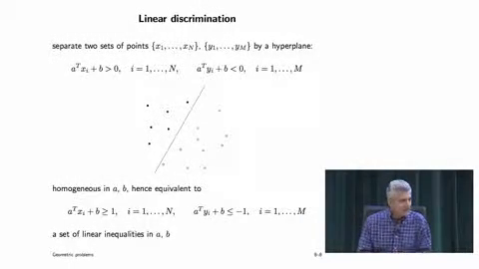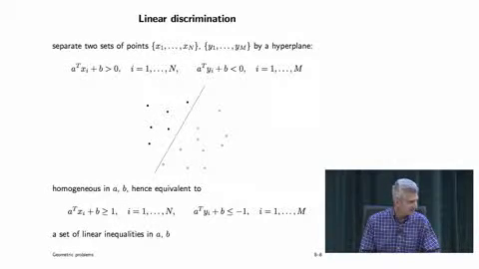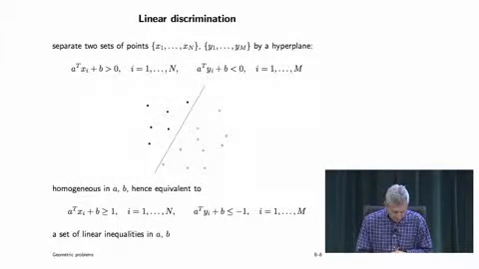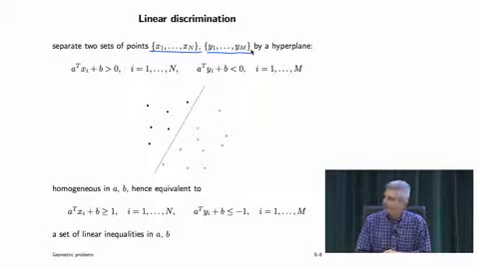Another topic is linear discrimination. And if you've had a course on machine learning or modern statistics, you've seen things like this. So, here's the problem. This is actually also quite an old problem. I think it goes back at least to the 40s, something like that.